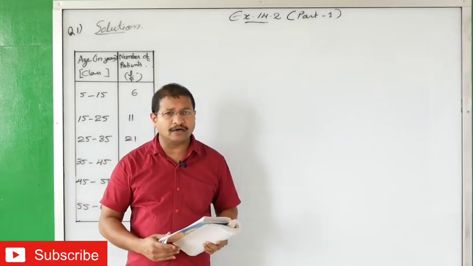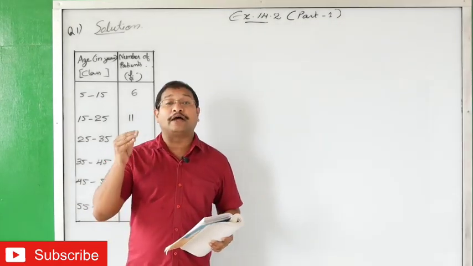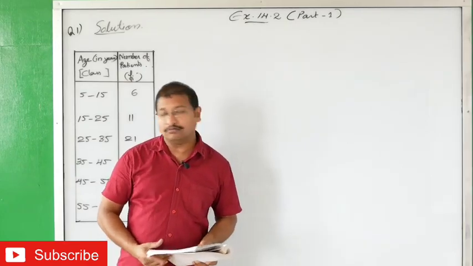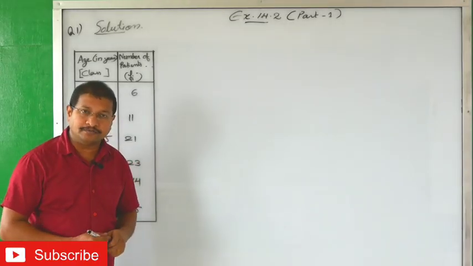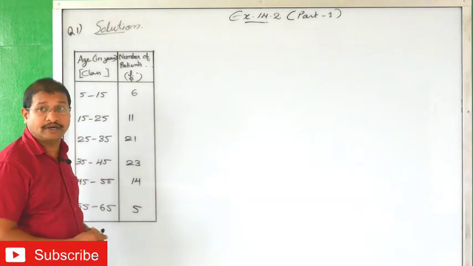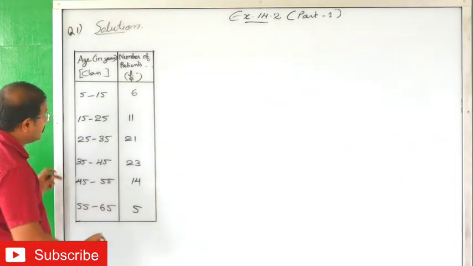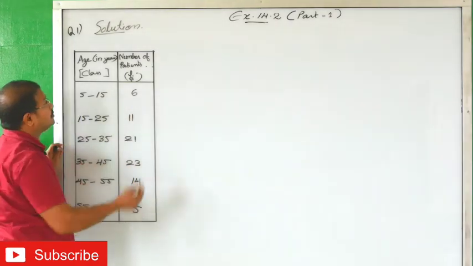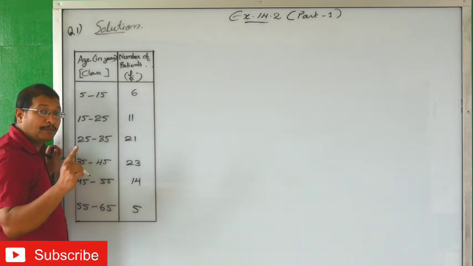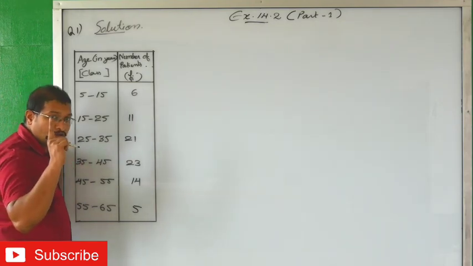So, what do you want to do here? In this question, we have to find out mode and mean. Okay, let's start the work now. First, mode. For mode, what will you do? We know that the highest frequency we take first. So, what is the highest frequency here? We know that number of patients is called the frequency.